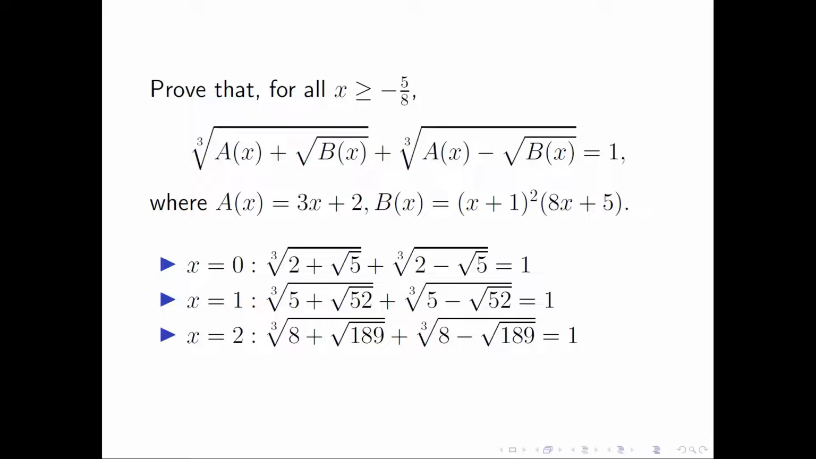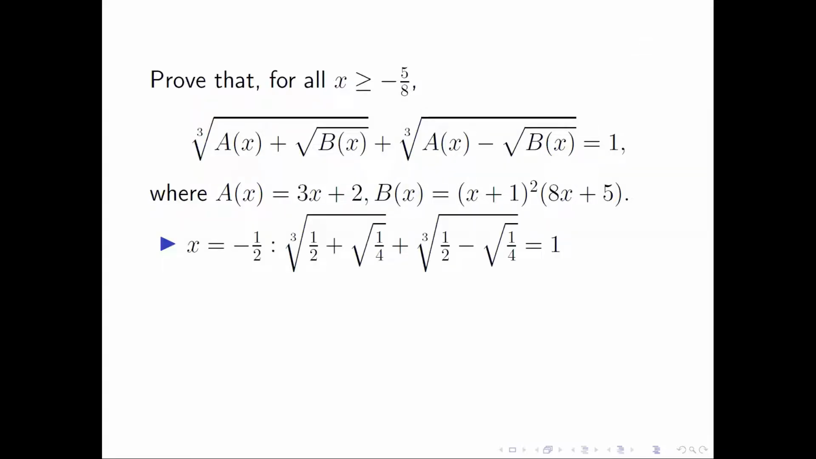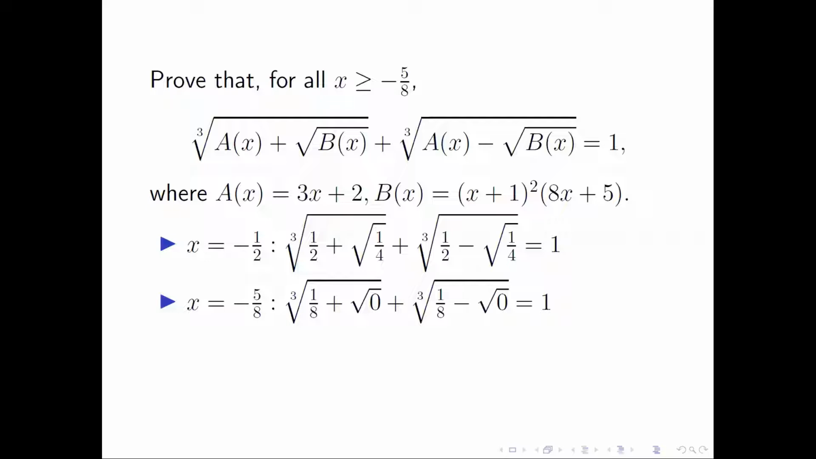You might have watched some YouTube videos dealing with these individual equalities already. Let's try some smaller numbers, like a negative fraction. x equals -1/2. Plug it in. We got a trivial identity. x equals -5/8 is a boundary point. In other words, it is a 0 point for the function b(x).